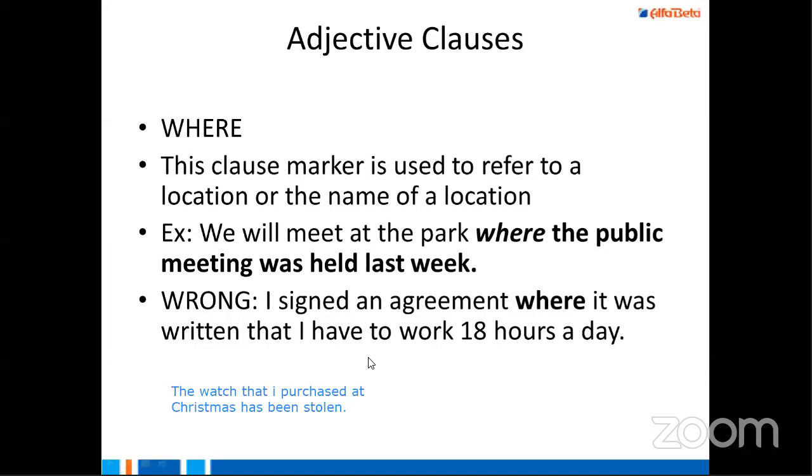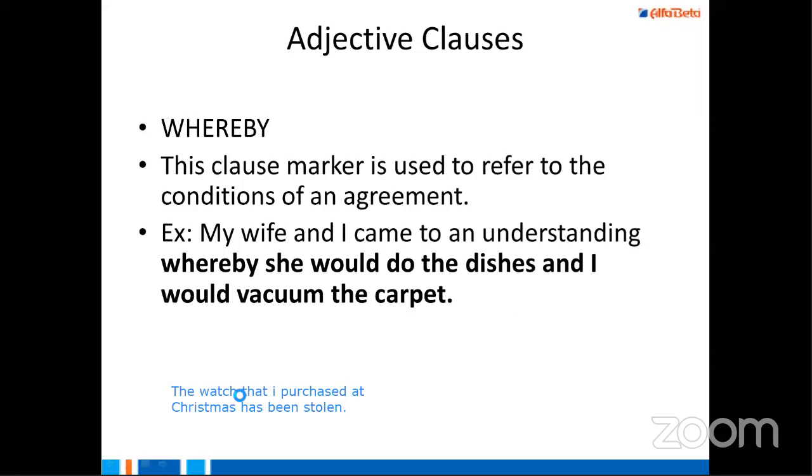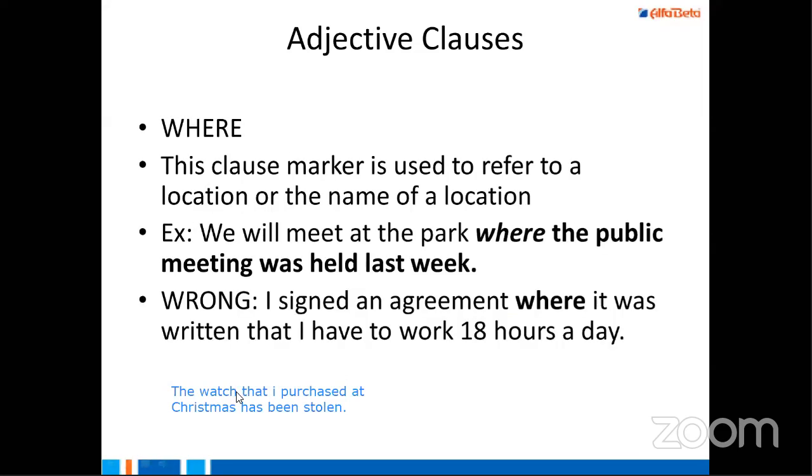Who's is a contraction of who is or who has. Next, where. Note this is the second location of the adjective clause. In the example, you are seeing SVO, we will meet at the park, followed by an adjective clause that describes the O park. Which park? The one where the public meeting was held yesterday. Now, this is an example of the pronoun being used incorrectly. Where can only be used to describe a place, nothing else.